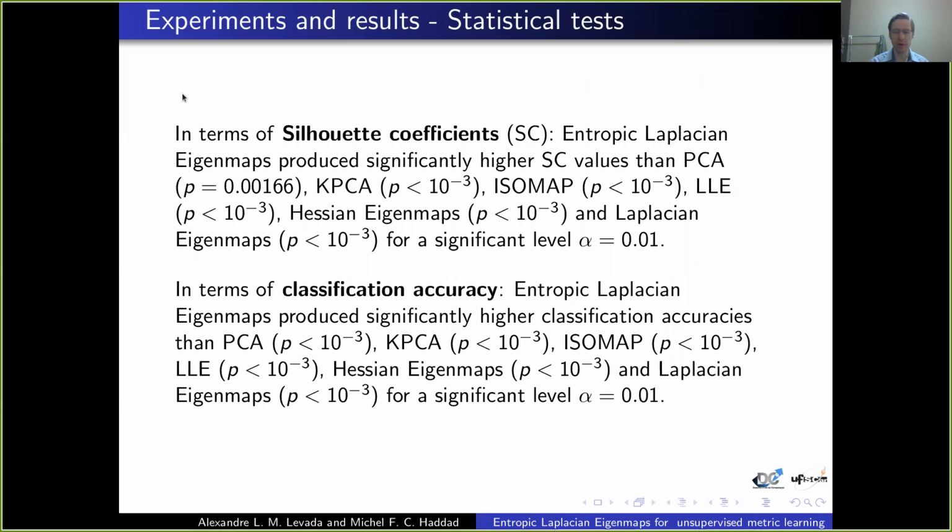To test if the differences were significant, we performed statistical tests. With silhouette coefficients, the test indicates that the proposed method produced significantly higher coefficients than the other ones, for a significance level of 0.01. In terms of classification, the same behavior was observed. The entropic Laplacian eigenmaps produced significantly higher accuracies.